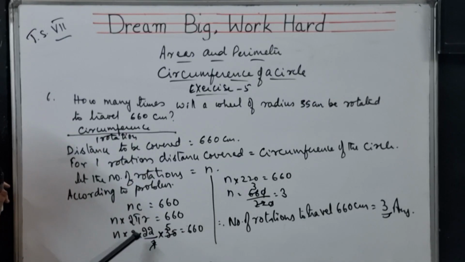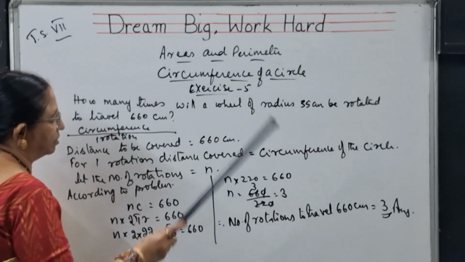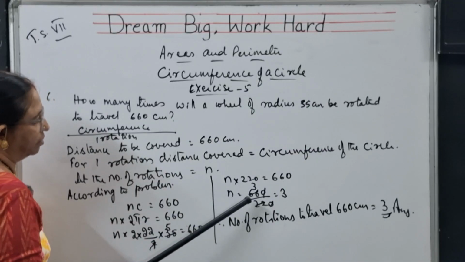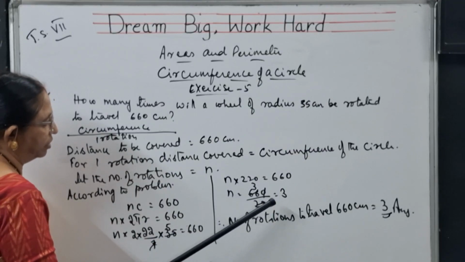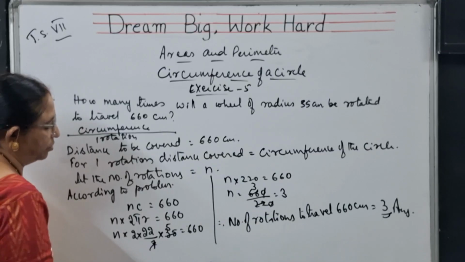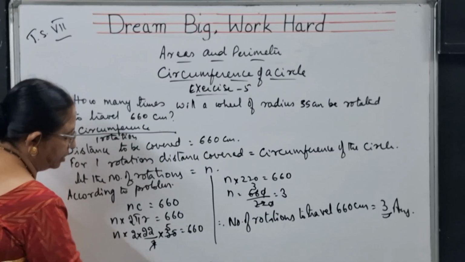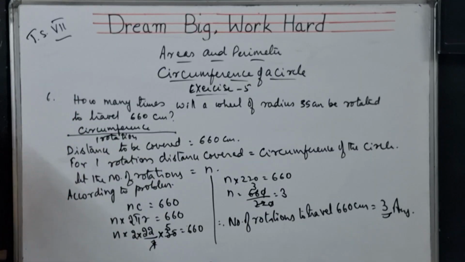7 1s are 7, 7 5s are 35, 35 2s are 70... 7 5s are 5, 2 5s are 10, 220. n into 220 is 660. n is equal to 660 by 220. Zeros will get cancelled. 22 3s are 66. So number of rotations are 3, children. Please note it down.